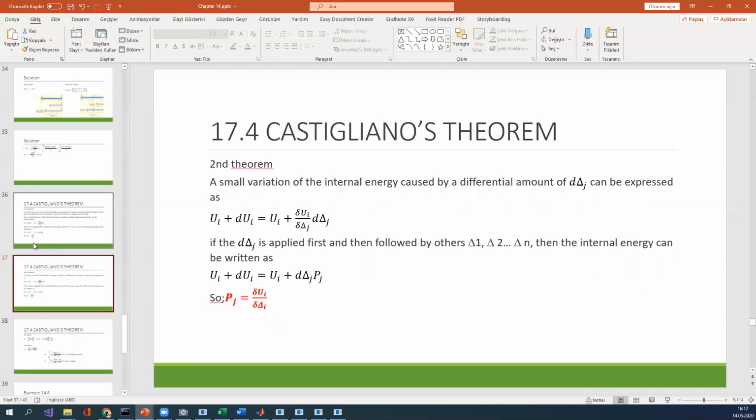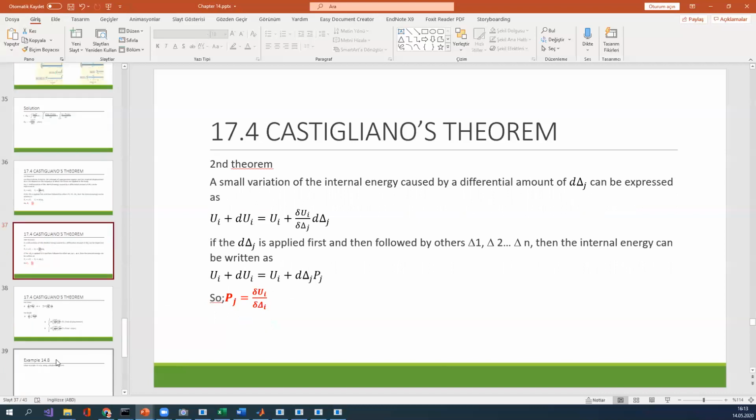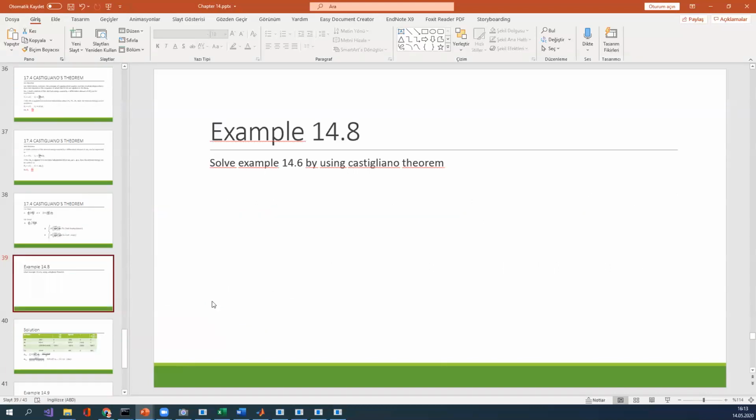If you reverse, if you put a displacement, and try to calculate the force, and if you take a derivative of the strain energy with respect to the displacement, we obtain the P. This is the Castigliano second theorem. This theorem is simple, okay. I think it is a good idea to solve example 14.6 using the Castigliano theorem.